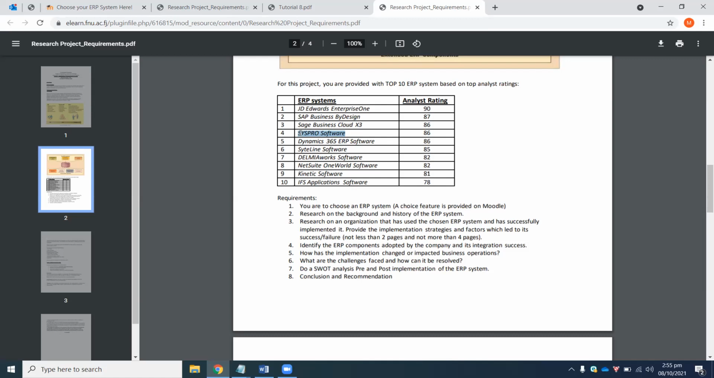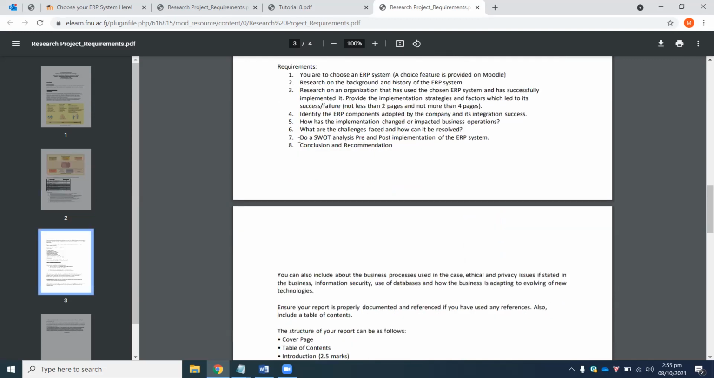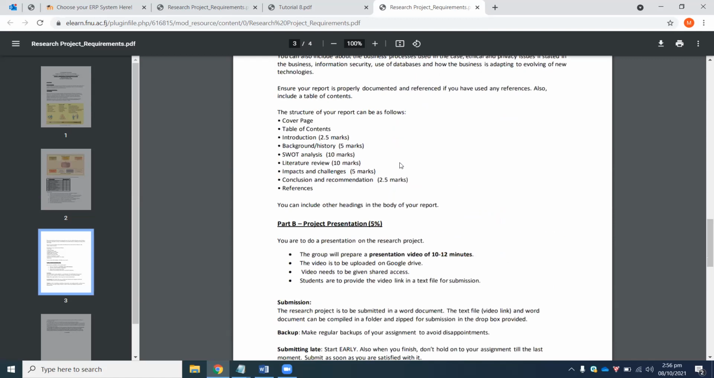Now, 7, do a SWOT analysis of pre and post implementation of the ERP system. That means you will take the organization, and you'll do a SWOT analysis, strengths, weaknesses, opportunities, and threats of these organizations, and do it before the implementation and do it after the implementation. It's like pre versus post. And finally, you'll give in your recommendation and conclusion. Now remember, conclusion is a sum up. Okay, recommendation and conclusion, you can put together as one.